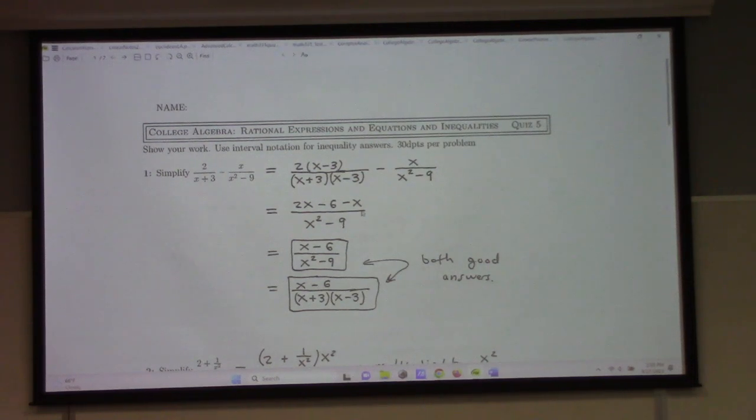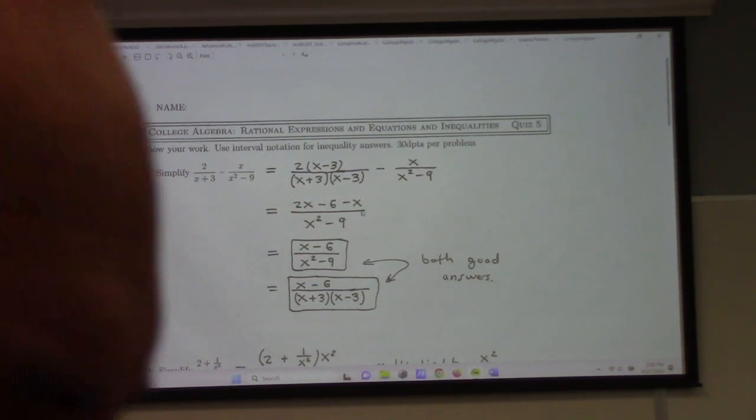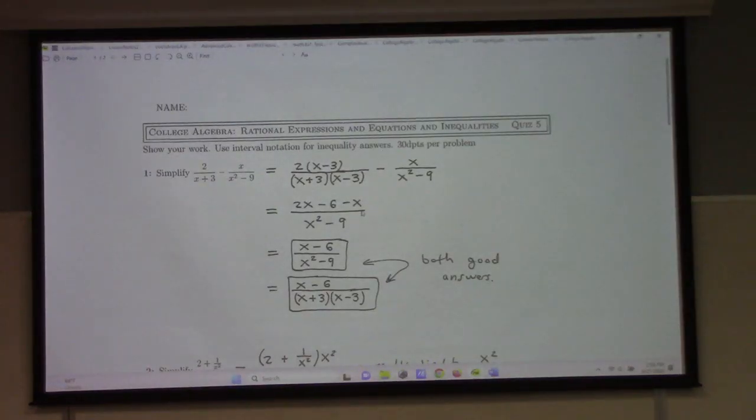Now, I'm posting the solution to this quiz in Module 6, which is where we are, right? So the solution, I just posted it in Canvas, and I'll talk about the solution here with you guys in the last couple minutes of class.